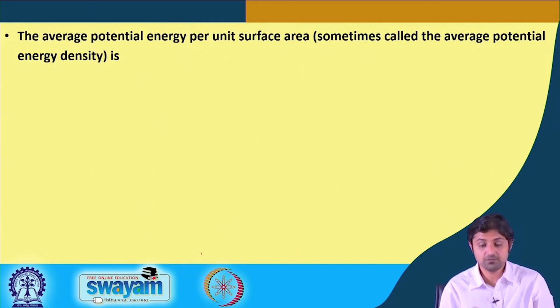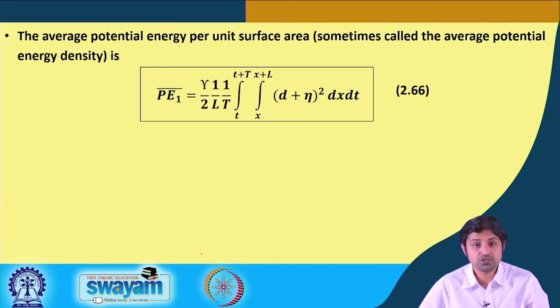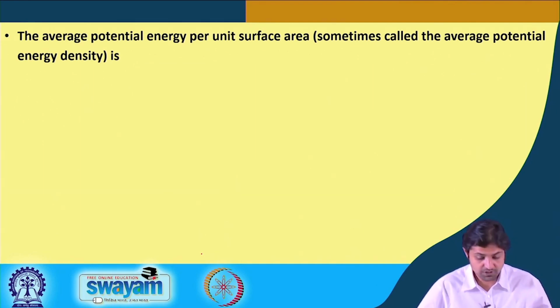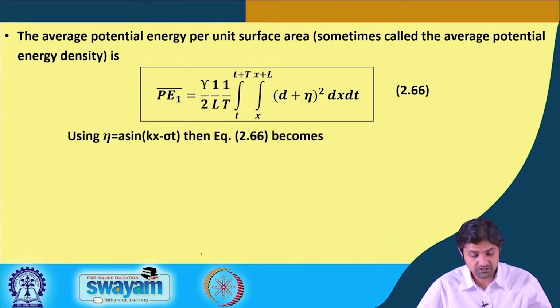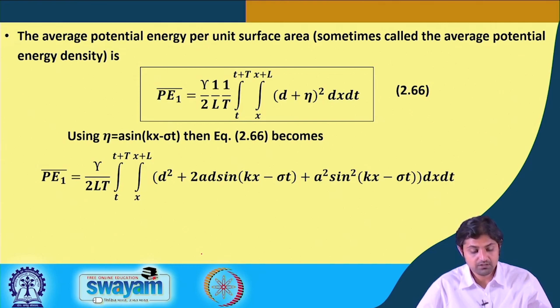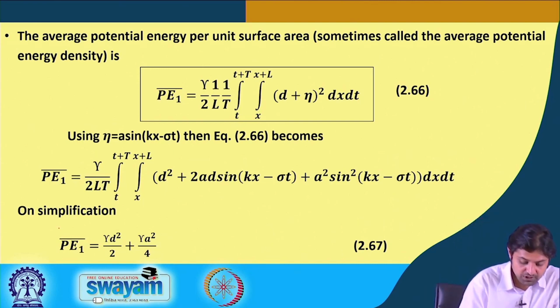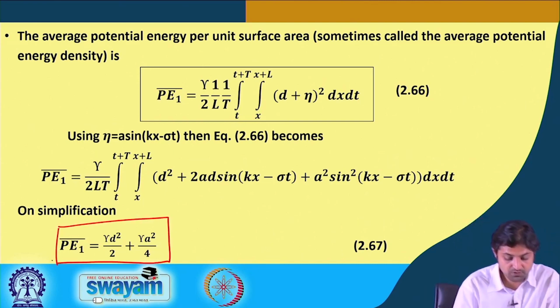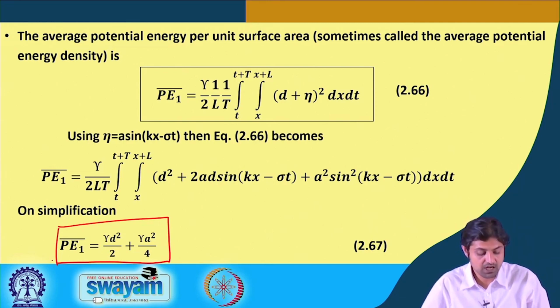The average potential energy per unit surface area is going to be the integration of gamma by 2 into the expression, where we have to average over the whole wave period and also over the entire wavelength. Using eta is equal to a sin of kx minus sigma t, we integrate and simplify, and the total potential energy is going to be gamma d squared by 2 plus gamma a squared by 4.